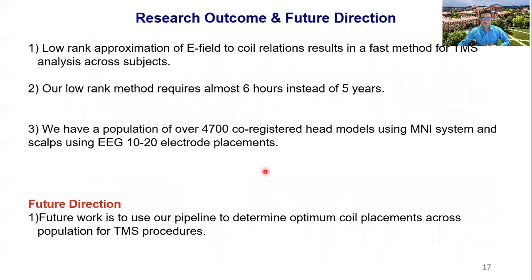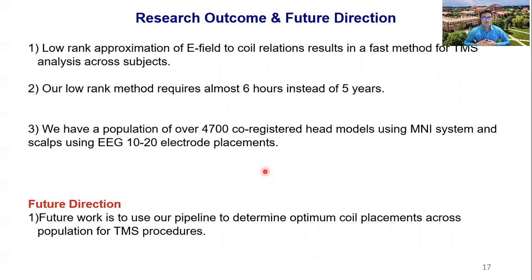So in summary, the research outcomes that we are proposing are, first, low rank approximation of the electric field to coil relations results in a fast method for TMS analysis across subjects. Second, our low rank method requires almost 6 hours, or 5.5 to 7 hours from the time curve, instead of 5 years. So there's a reduction of time of almost 7,000 fold.